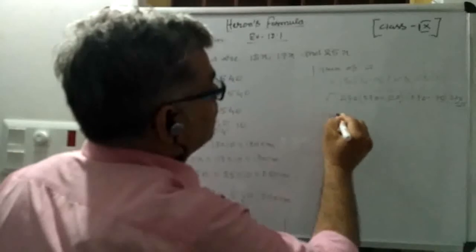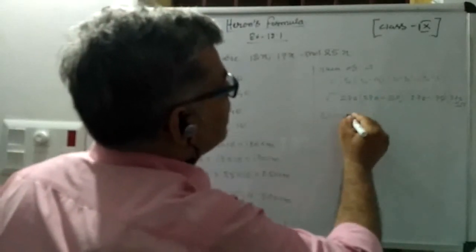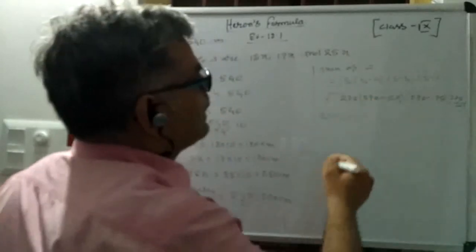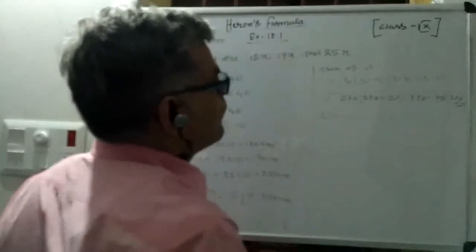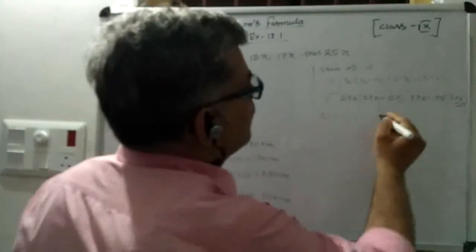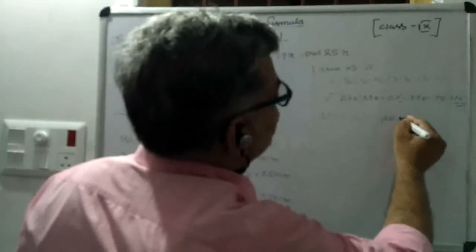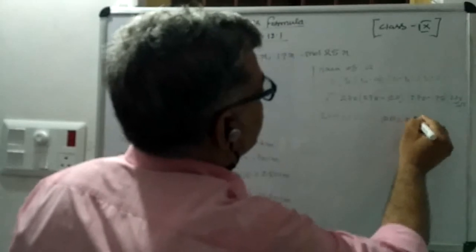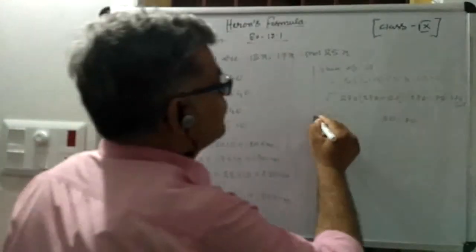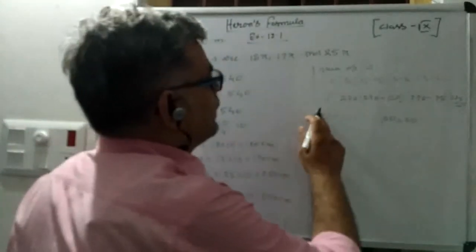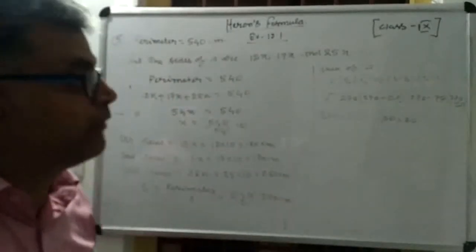So it will be 270 into 150, when you subtract, into 100, and this is 20. In this way you have to write. Now you can simplify it yourself.